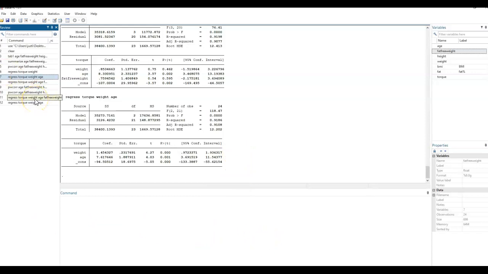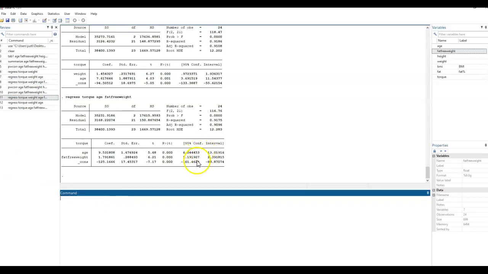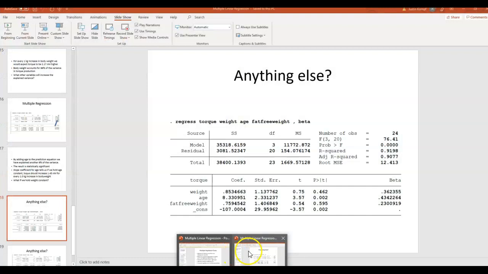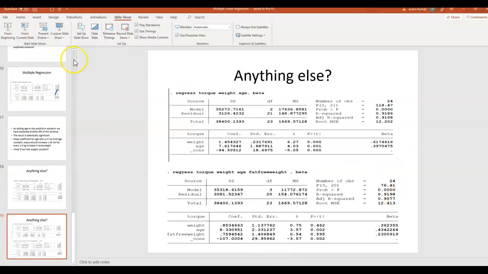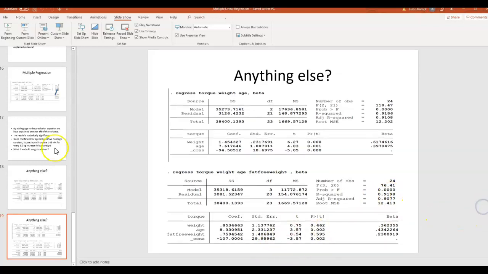For your own practice, you could still regress that. We could take out weight, and we could see what happens. So in this case, once we took out weight and just added in fat-free weight, which you can think of as muscle, then yes, this is significant. So basically, in this case, we're not really adding anything new to the model. The explained variance is barely going up, and it's not significant either.